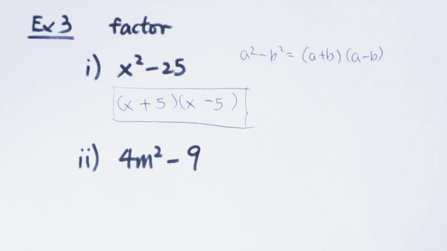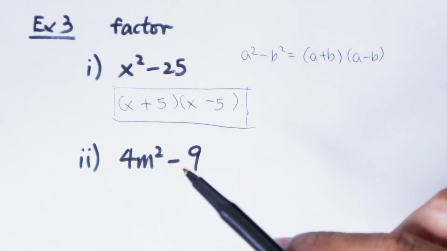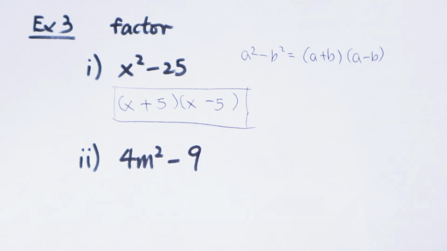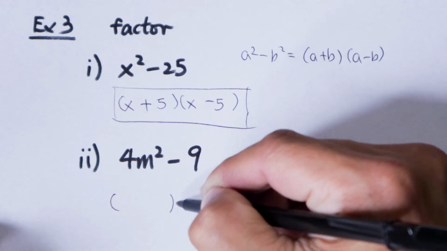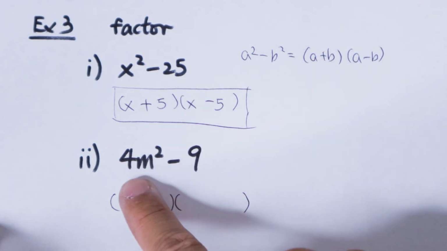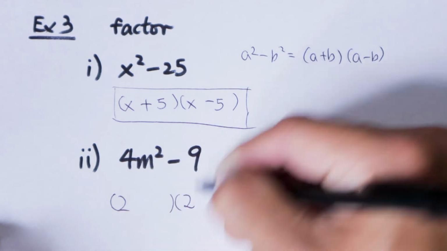Very, very short compared to example 1 and 2. Let's take a look at part 2 of example 3. Here it says 4m squared minus 9. Again, we're going to match the formula. Well, we're going to have two parentheses. We're going to find two numbers, hopefully they're the same, that multiply to get 4, which is 2 and 2.